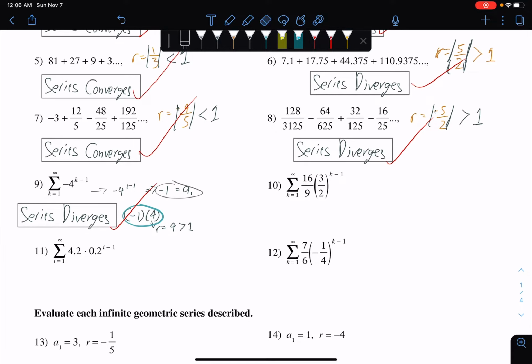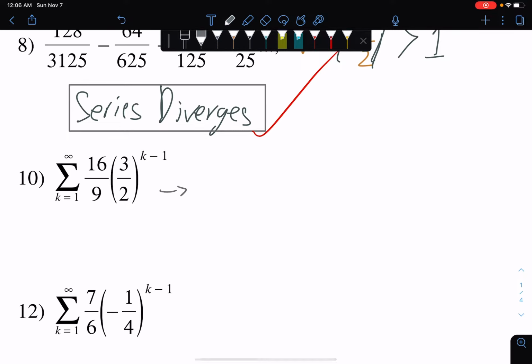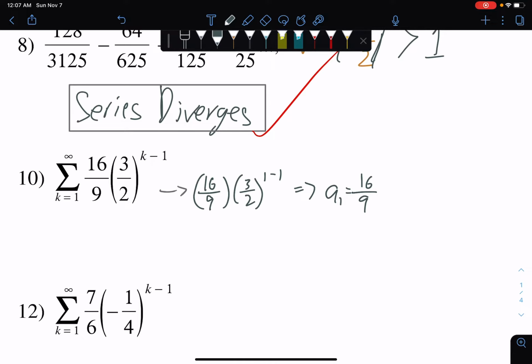Oops, I should remove this. There you go. Actually, this is already correct too. Let's move to number 10. Alright, find a sub 1. 16 over 9 times 3 over 2 raised to 1 minus 1. Basically our answer, a sub 1, is equivalent to 16 over 9. Yeah, this isn't simplified yet.